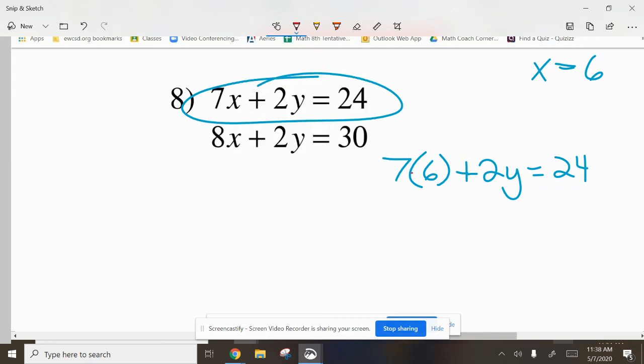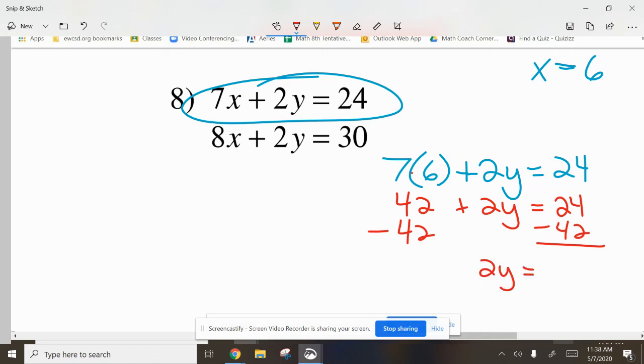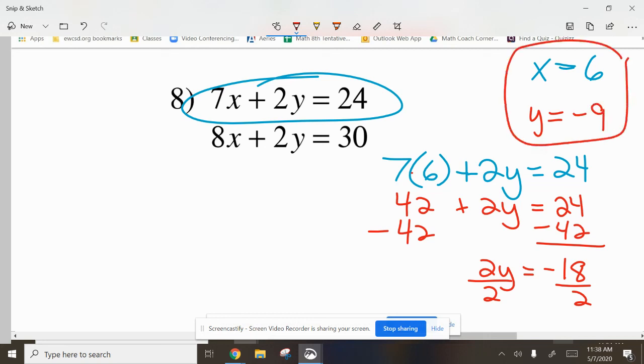Okay, we're going to use that top equation, and now I'm going to go ahead and solve it. 7 times 6, which is 42, plus 2y equals 24. Go ahead and subtract 42, constants to the right. And now you're going to have 2y, and is that going to be 34? It's going to be 18, -18. Divide that by 2, and y equals -9. Okay? And how would you write that as a coordinate? 6, -9. All right? And that's your answer.